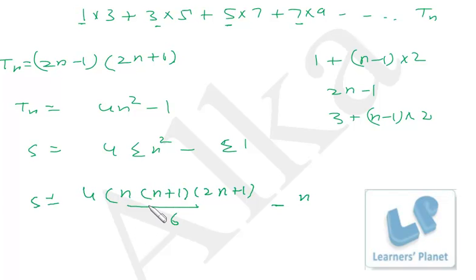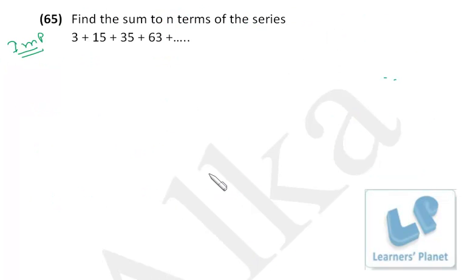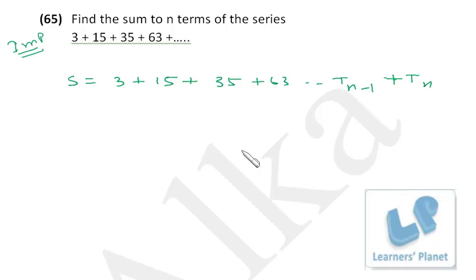So this is the one way. The second way is, I just write it down. Sum is equal to 3 plus 15 plus 35 plus 63, up to this is the n minus 1 term and this is the nth term. Right? Now I write down the entire sequence once again, leaving one step over here. S is equal to 3 plus 15 plus 35 up to tn minus 1 plus tn.